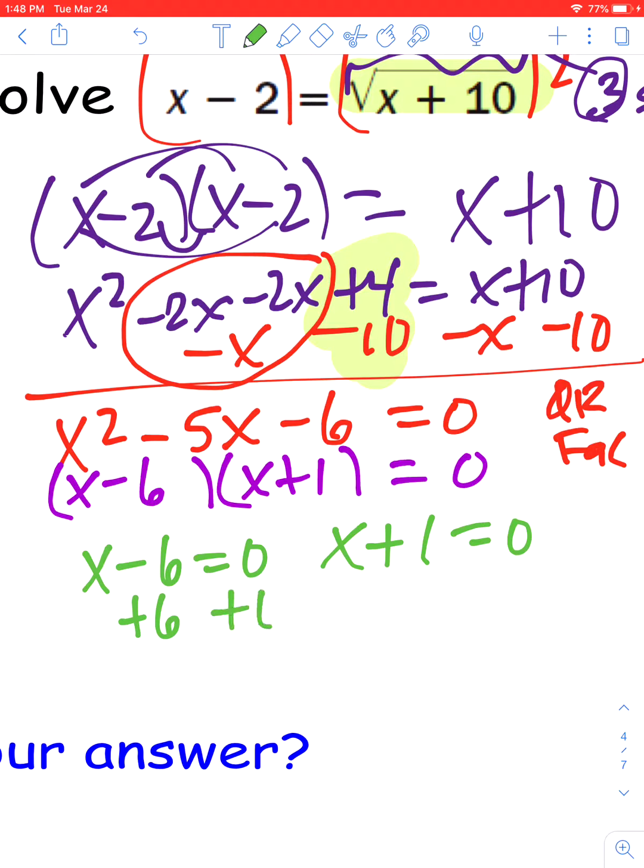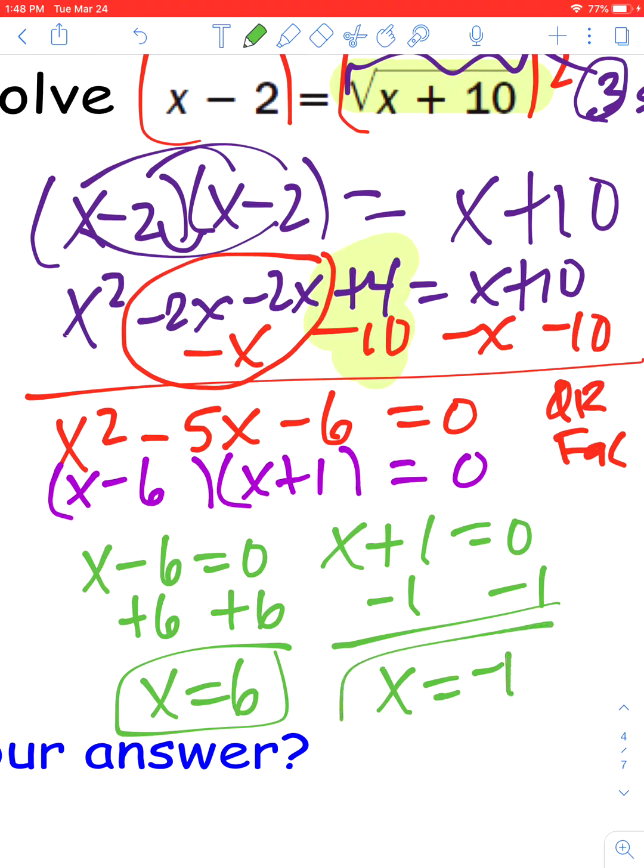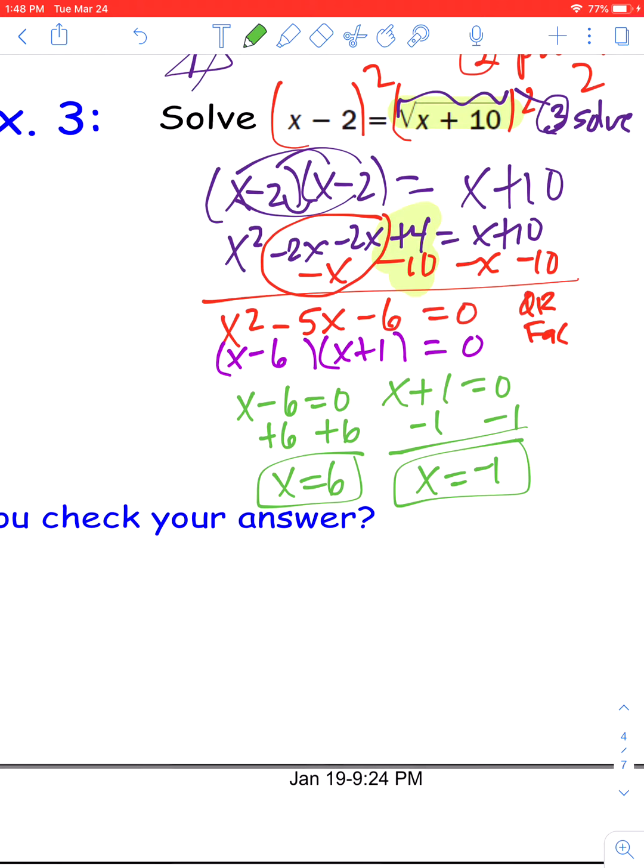So x is equal to 6 is one possible answer, and x is equal to -1 is a second possible answer. But again, what do we have to do? We've got to check our answer. So let's go back to the original. I'm going to get rid of all of that so you can see what it looked like.